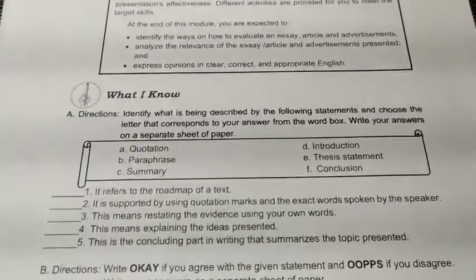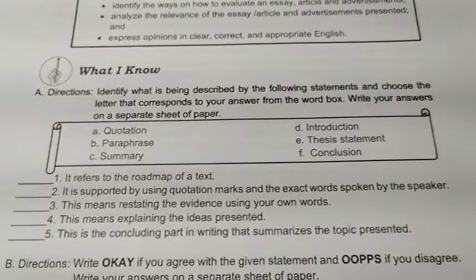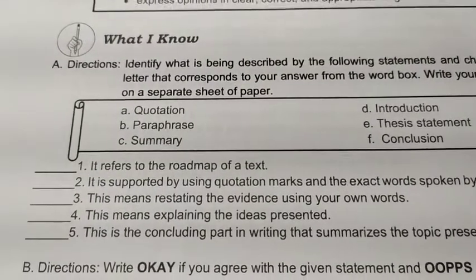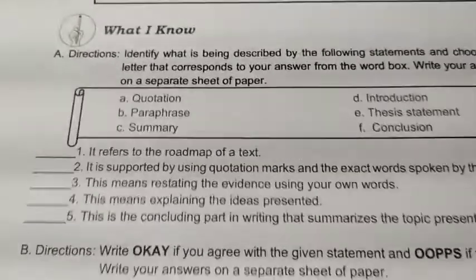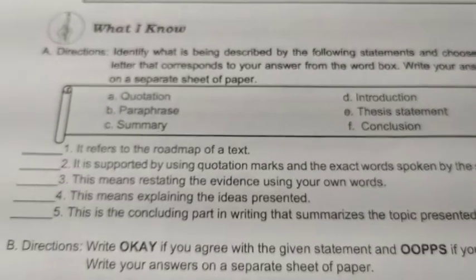So in the What I Know part, in 1 to 5, you will choose from letters A to F. In each number, you will identify what is being described. It can be quotation, paraphrase, summary, introduction, thesis statement, or conclusion.